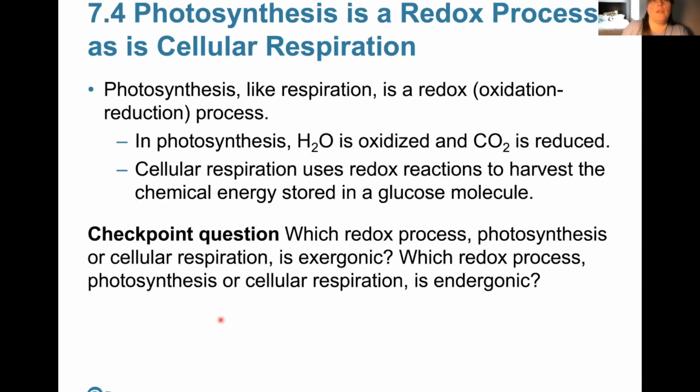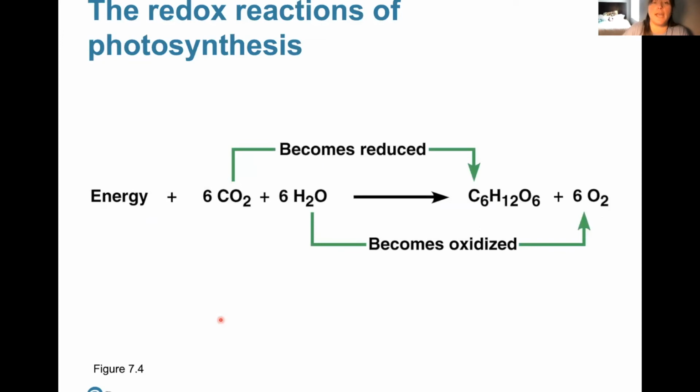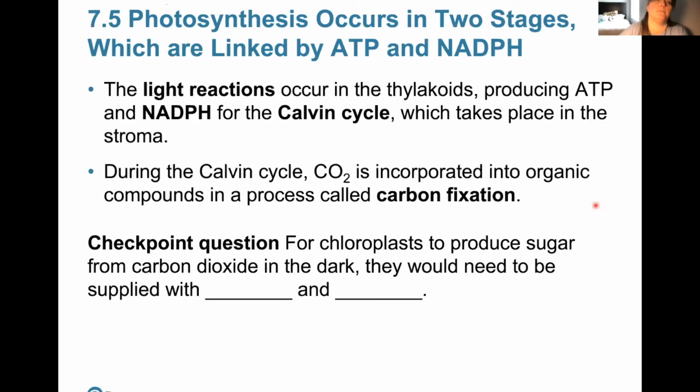So there you go. Photosynthesis, like respiration, is a redox reaction, or a process. So that's oxidation reduction. Remember, oxidation means it let go of some hydrogen. Reduction means it took in some hydrogen. So in photosynthesis, the water, the H2O, is oxidized and the carbon dioxide is reduced. Showing you again, this one is being reduced because it will pick up the hydrogen. This one is being oxidized because it got rid of the hydrogen.